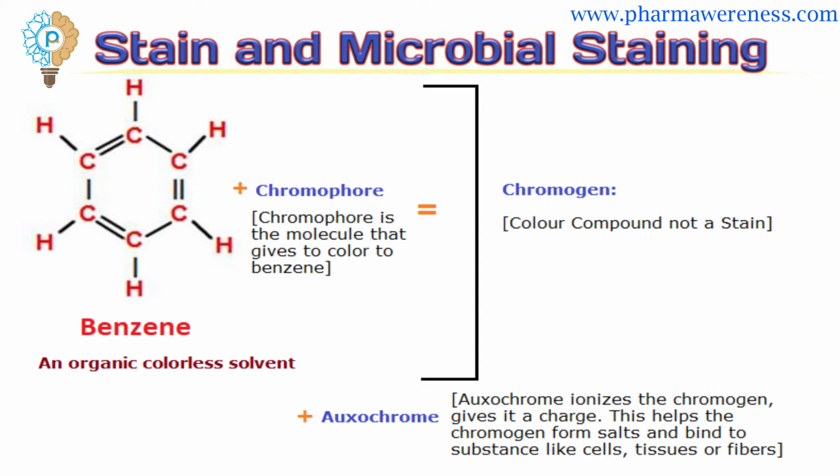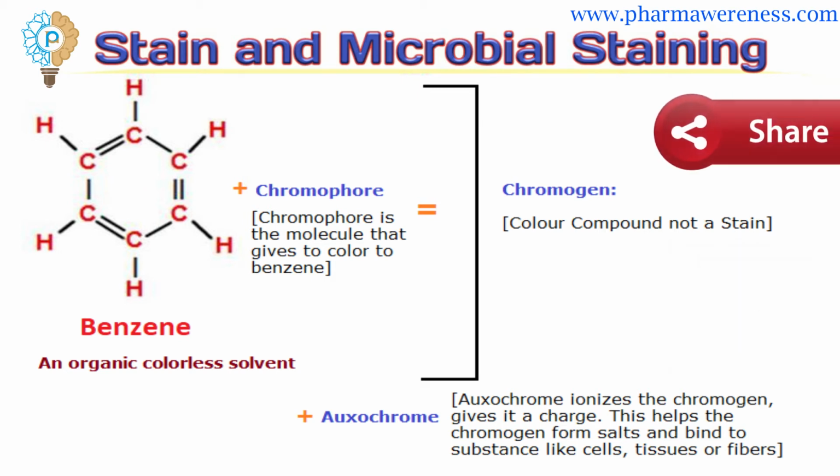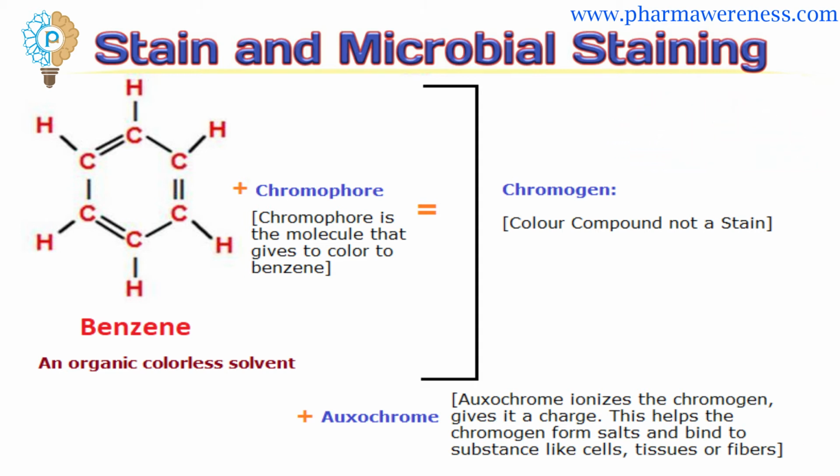A stain is an organic compound composed of a benzene ring, a chromophore and an auxochrome group. Benzene is an organic colorless solvent. Chromophore is the molecule that gives color to benzene. Auxochrome ionizes the chromogen and gives it a charge. This helps the chromogen form a salt and bind to substances like cells, tissues or fibers. I think you understand. A chromogen is not a stain, just a color molecule. It is made up of benzene and chromophore.